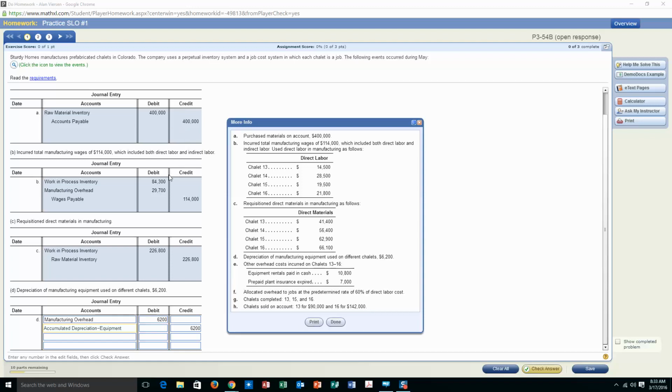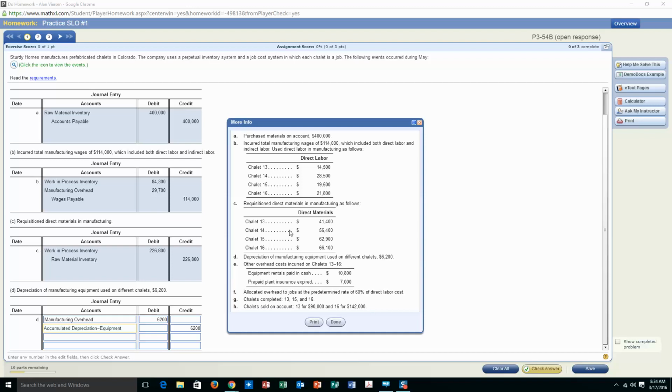Journal entry number B says that there was wages of 114,000. Well, the direct labor goes into work in process. Everything that's left over is indirect labor. Indirect labor is manufacturing overhead. So the 114,000 is credited here. And then the amount that I added up for direct labor of 84,300 goes to work in process, and the remaining amount, indirect labor, goes into the manufacturing overhead.